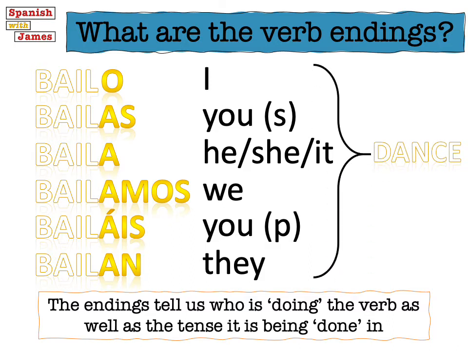So that means that when we read these words out with the verb stem and the ending, bailo means I dance, bailas means you dance, baila means he, she, or it dances, bailamos means we dance, bailáis means you lot or you all dance, and bailan means they dance. So in Spanish it's actually easier in some ways, just with one word we're finding out what the action is, who's doing it, and when they're doing it.